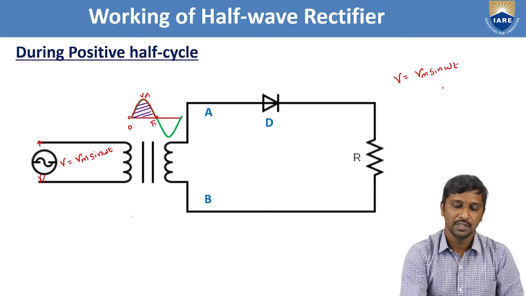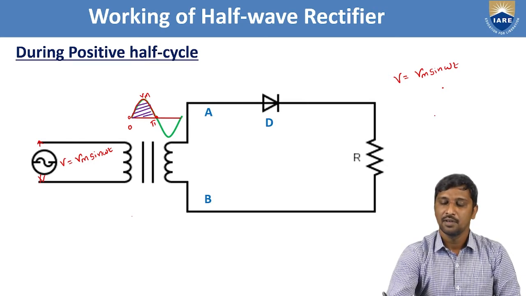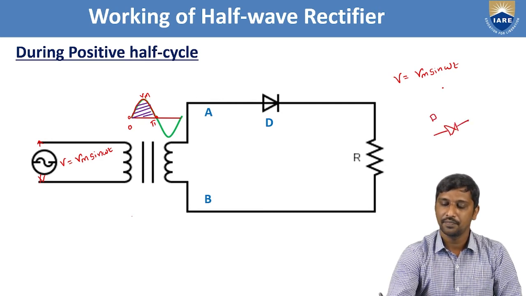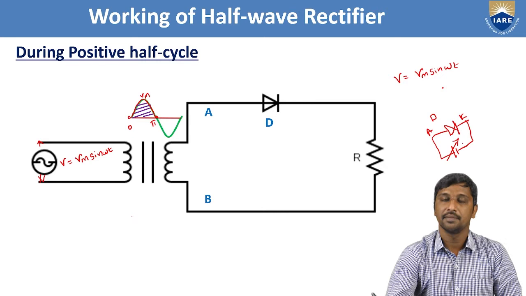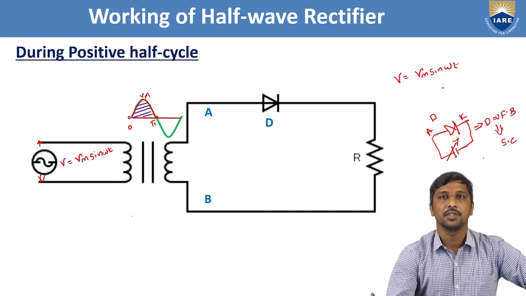So before going to this, first I'm going to recall the diode operation. Consider this PN junction diode, where this is the anode side and this is the cathode side. If it is forward biased, under this condition the diode acts as forward bias. Under the forward bias, we can represent it as a short circuit.